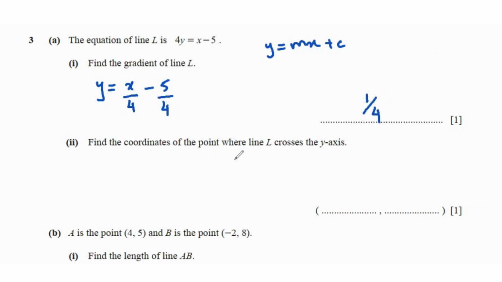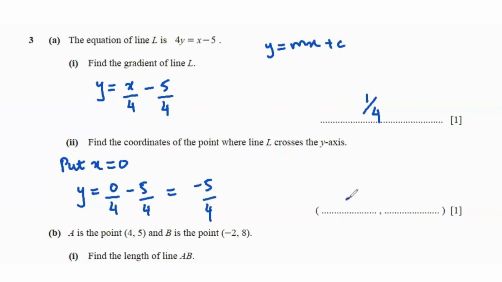Then it says find the coordinates of the point where the line crosses the y-axis. So we will put x equals to 0 because they're asking us to find the y-intercept. So y equals to 0 over 4 minus 5 over 4, which is negative 5 over 4. Hence the coordinates are 0 and negative 5 over 4. Alternate method was that you could have just read the coordinate from the slope-intercept form, which is this value of c. So that's negative 5 over 4 and x would have been 0.